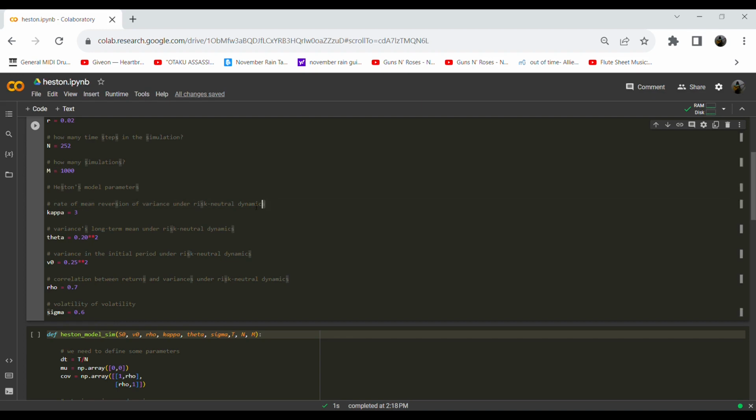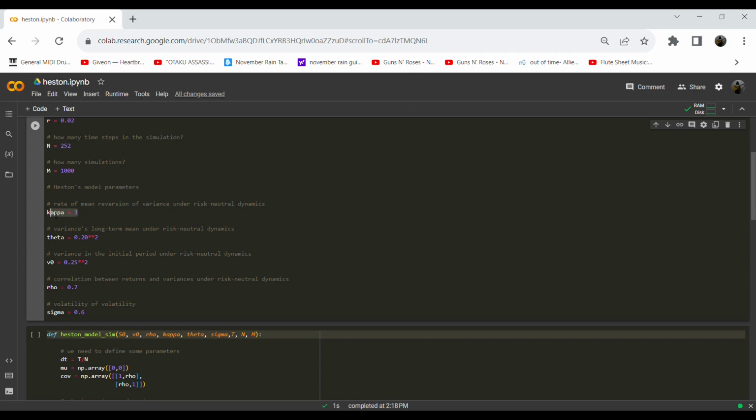One thing that I didn't mention when I showed the two equations defining the evolutions of the Heston model is that we consider a risk-neutral probability measure for the stochastic processes, the underlying stock price and the variance of the underlying stock price. Because of this, we call the dynamics of these two processes risk-neutral dynamics. So let's move on in our definition of the parameters.